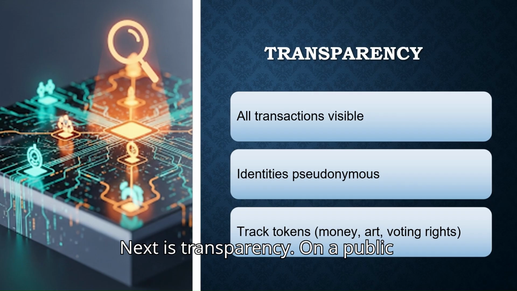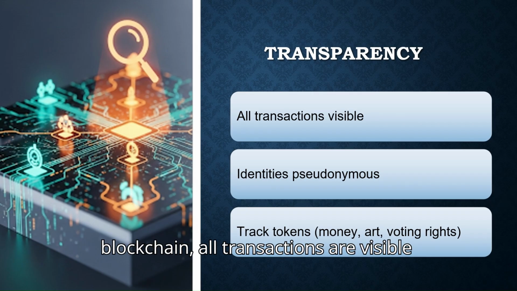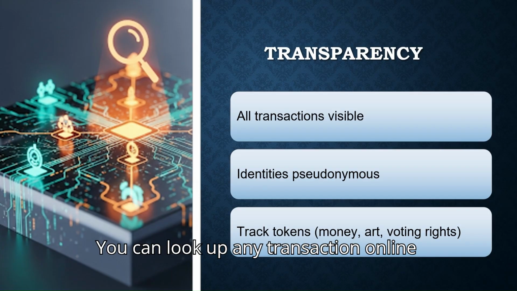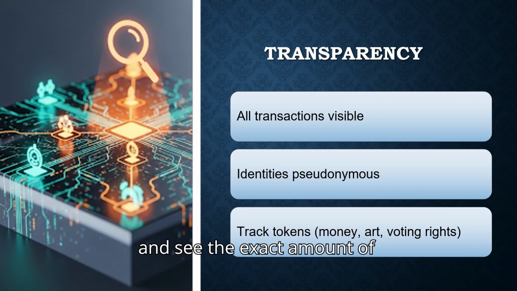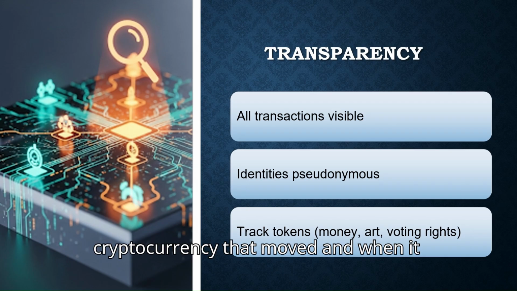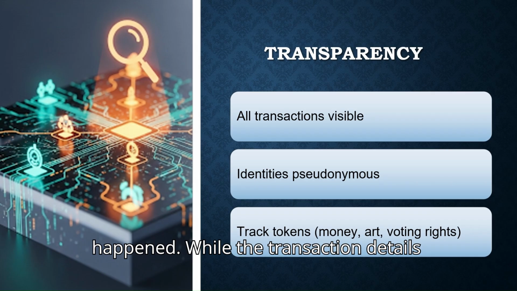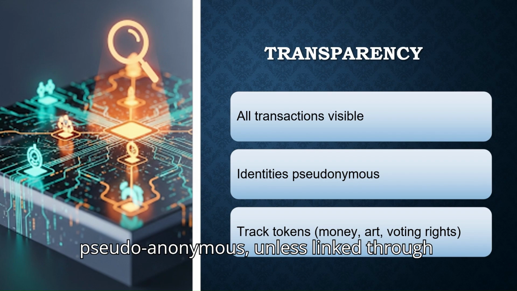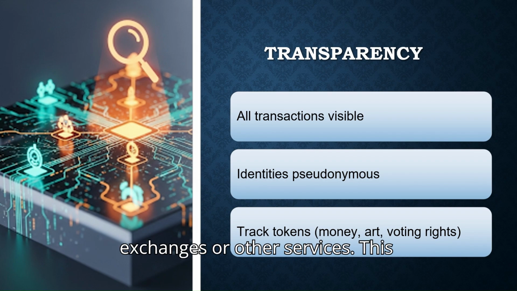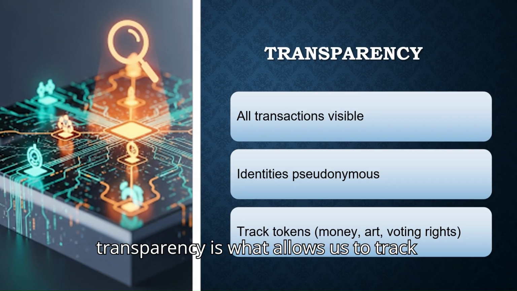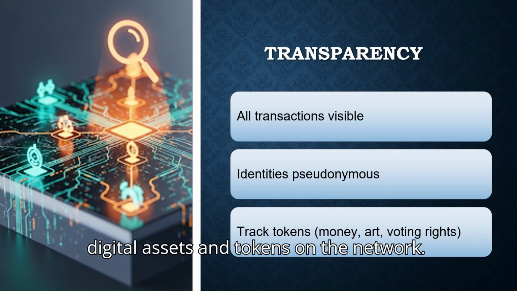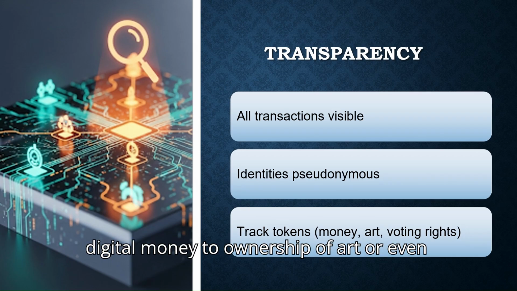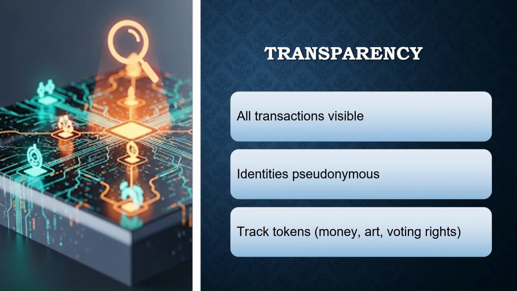Next is transparency. On a public blockchain, all transactions are visible to everyone with access to the internet. You can look up any transaction online and see the exact amount of cryptocurrency that moved and when it happened. While the transaction details are public, the real-world identities behind wallet addresses typically remain pseudo-anonymous, unless linked through exchanges or other services. This transparency is what allows us to track digital assets and tokens on the network. A token can represent anything from digital money to ownership of art or even voting rights in an organization.